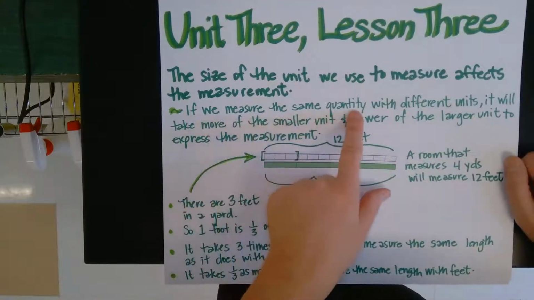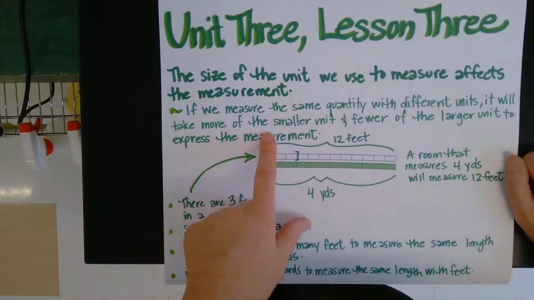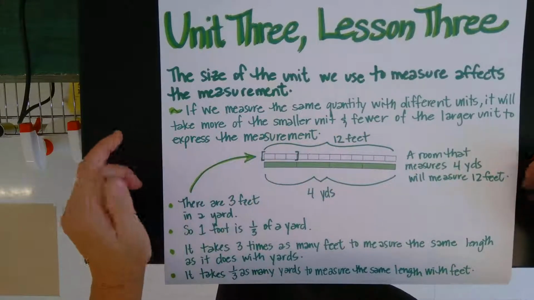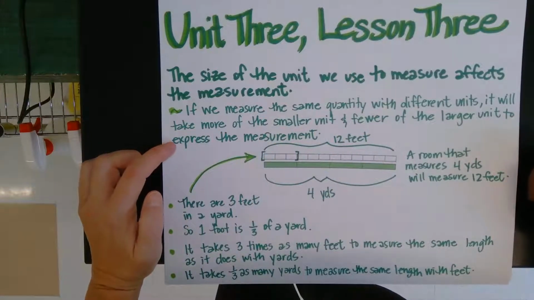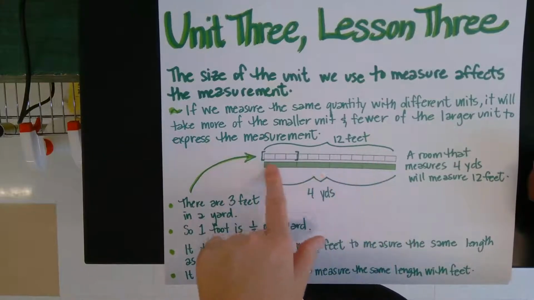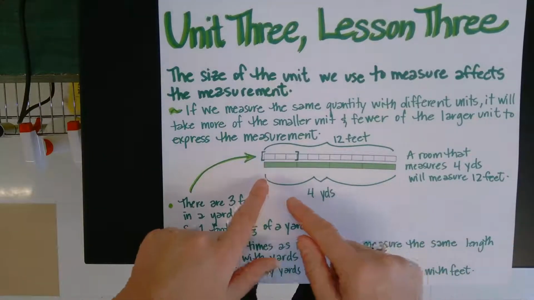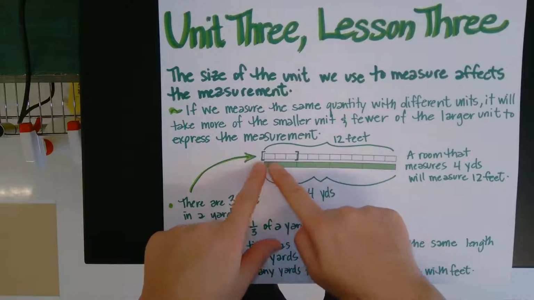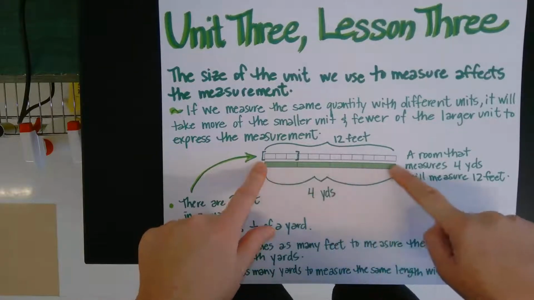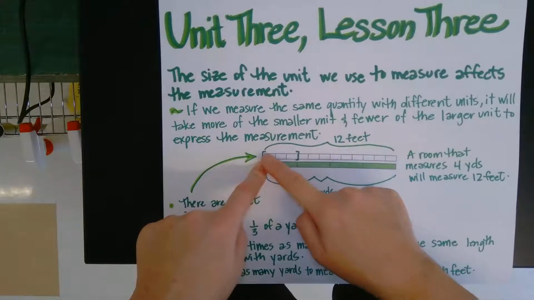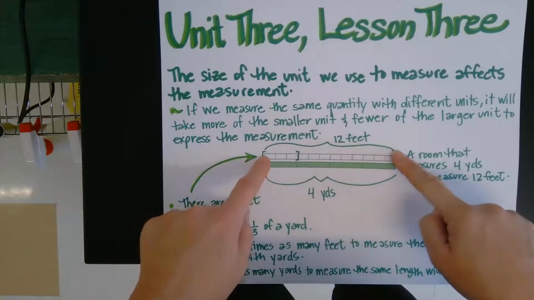If we measure the same quantity with different units, it will take more of the smaller unit and fewer of the larger unit to express the measurement. If that doesn't make sense, look at this picture. This is what I mean. If you are measuring something with yards, it's going to take fewer yards, just like this. This is 4 yards. Than if you measured that same distance in feet.